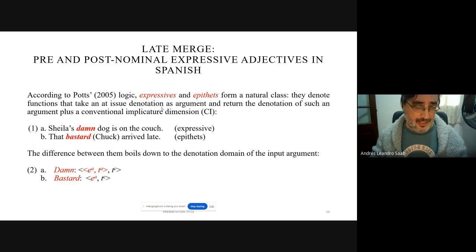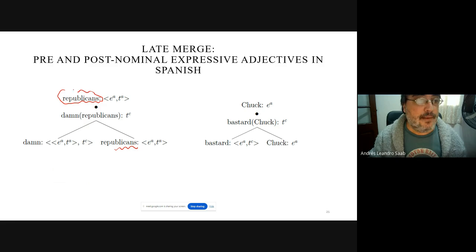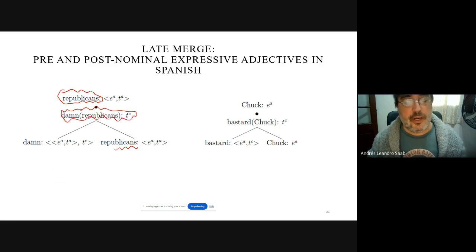So the only difference between damn and bastard is the argument in the input. Whereas damn takes a property as argument, bastard takes an entity as an argument, but the rule is the same. It's a functional rule that delivers exactly a conventional implicature in the Gricean sense. So if you have a phrase like "damn Republicans," damn takes Republicans as an argument, returns Republicans at the at-issue level, and the conventional implicature that you have some problem with the Republicans. And the same with Chuck, with the difference in the semantic type of the argument.